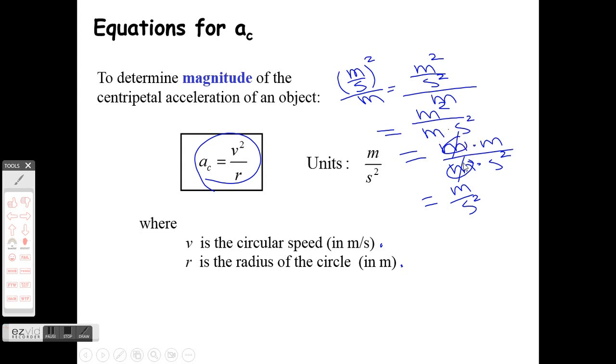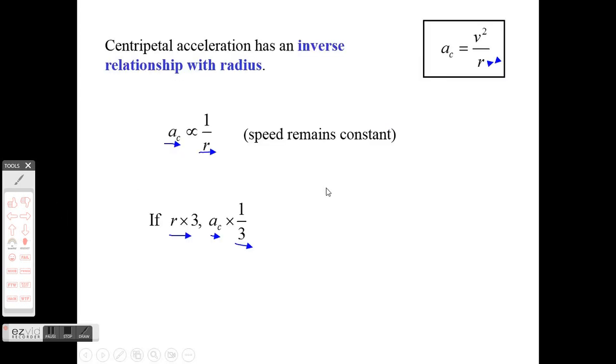All right, so a couple things here. My arrows somehow got goofed up. These should be a bit different than they are, but life goes on. So assuming speed remains constant, one of the things we should see here is that there is an inverse relationship with the radius. So our centripetal acceleration is proportional to 1 over r, which means if radius is multiplied by 3, the centripetal acceleration is multiplied by 1/3.